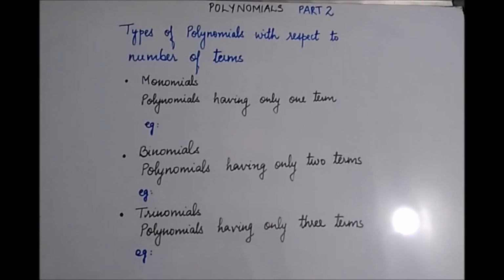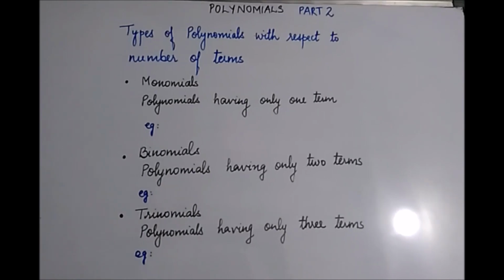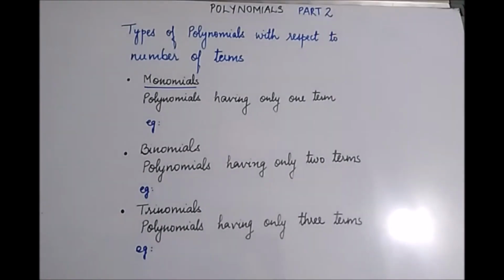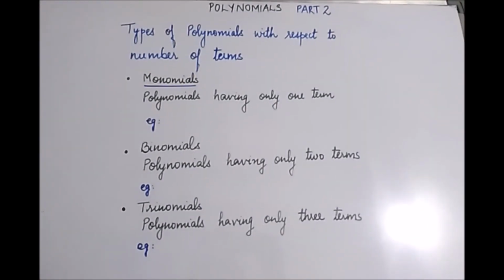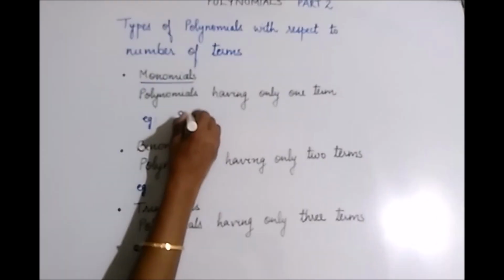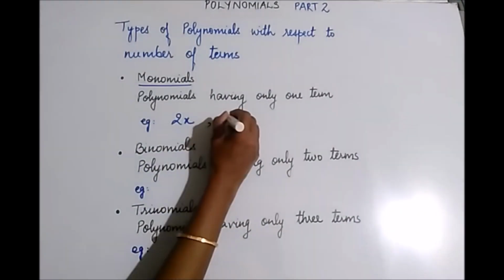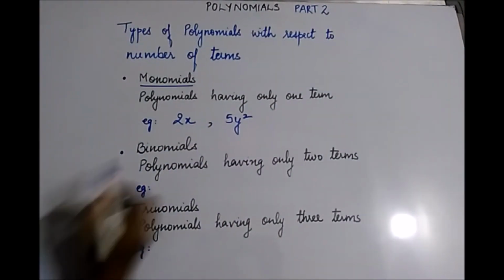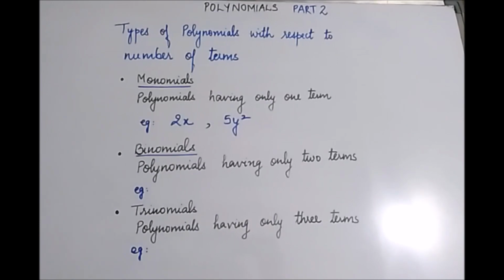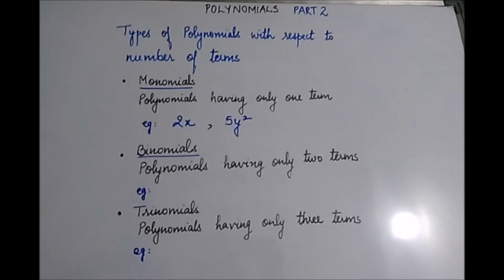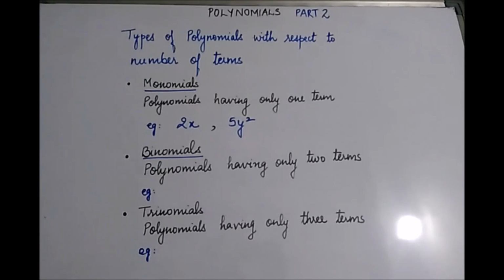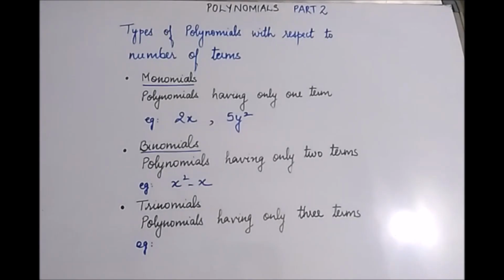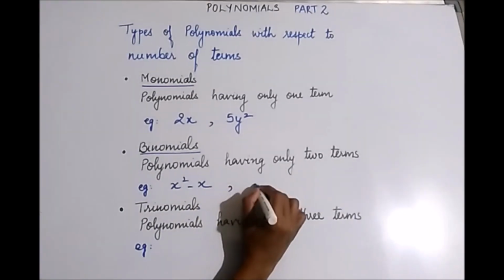Now let us learn to identify types of polynomial with respect to the number of terms. First, monomial. What is a monomial? A polynomial having only one term is known as monomial. Example, 2x. As you can see, there is only one term. One more example, 5y square. Binomials. What are binomials? Polynomials having only two terms are known as binomials. Example, x square minus x. We can see there are only two terms. One more example.